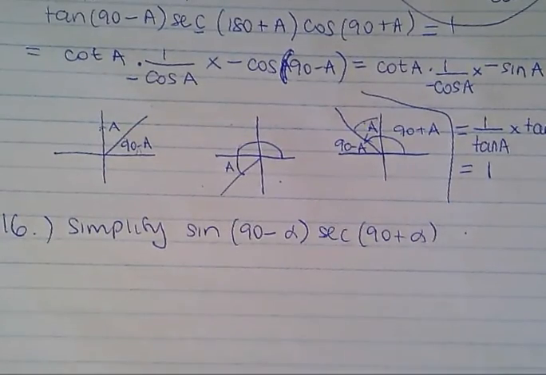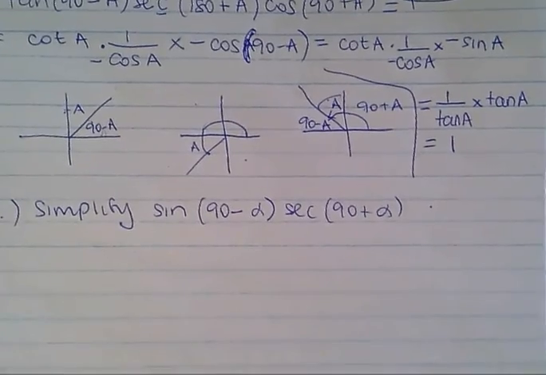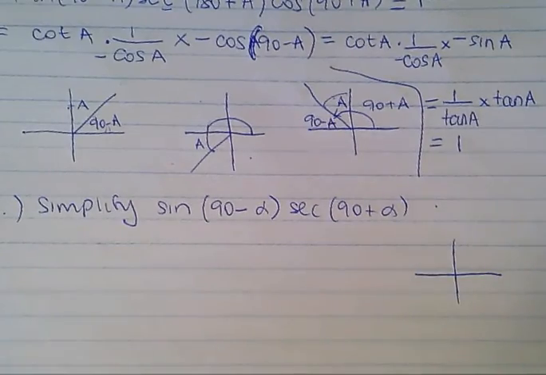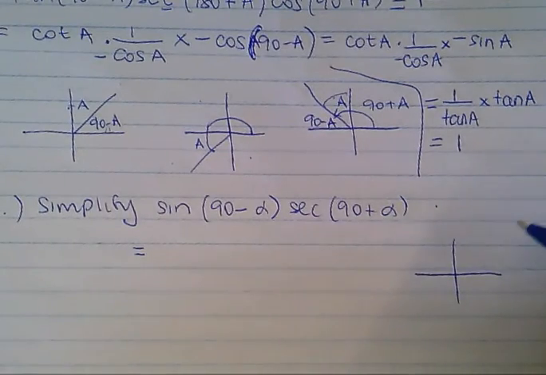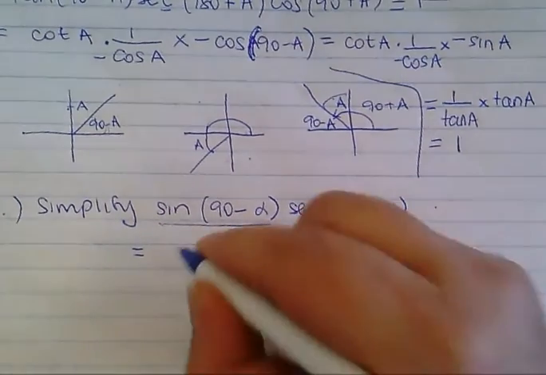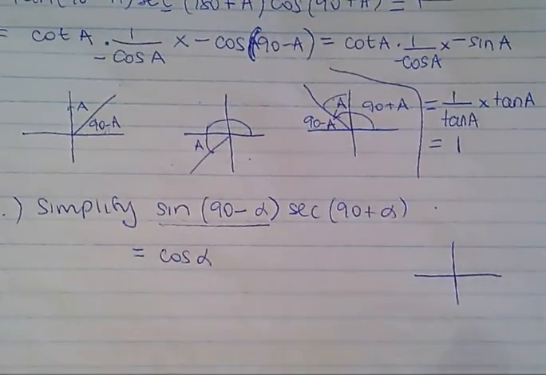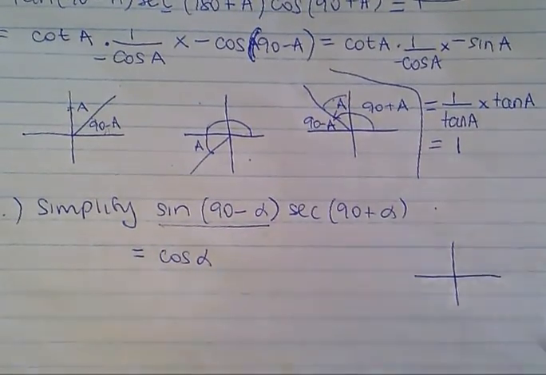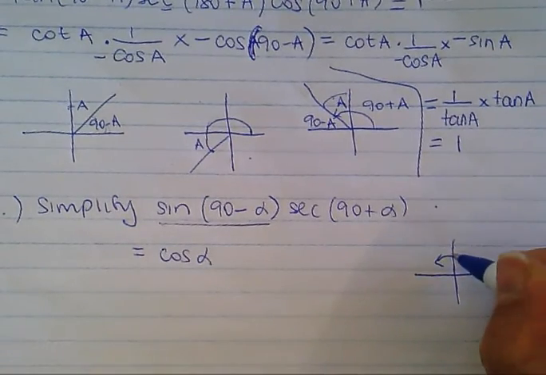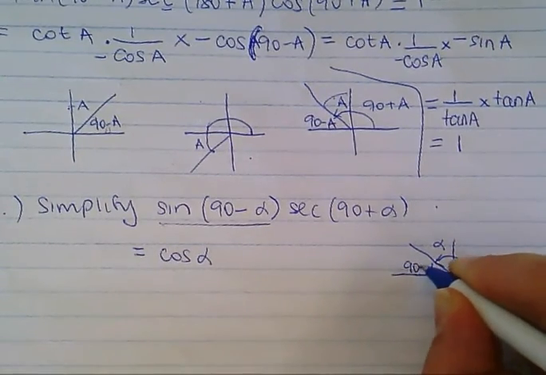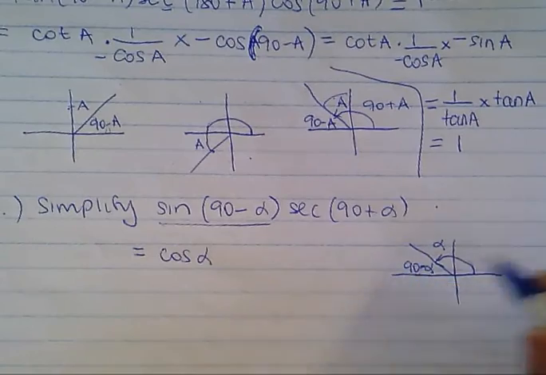So simplify the following: sine of 90 minus alpha times the sec of 90 plus alpha. Now, let's just see, 90 minus is normal. That's just a complementary angle, remember. If you see 90 minus, complementary, what's that? This one. Cos of alpha. You don't have to draw that one. A 90 minus is automatically a complementary angle. But 90 plus is here. 90 plus, that's the same as what?